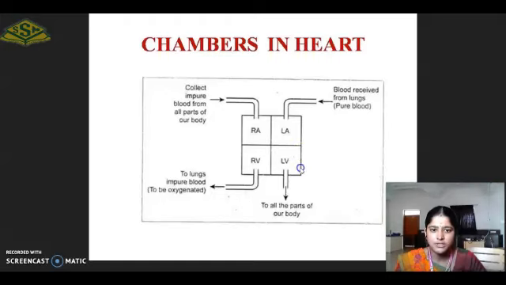Next, this collection of pure blood is sent to all the parts of the body through blood vessels with the help of the left ventricle. That is, the left ventricle supplies pure blood to all the parts of the body with the help of blood vessels.